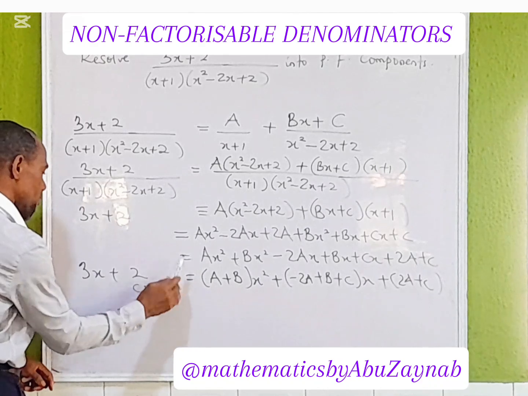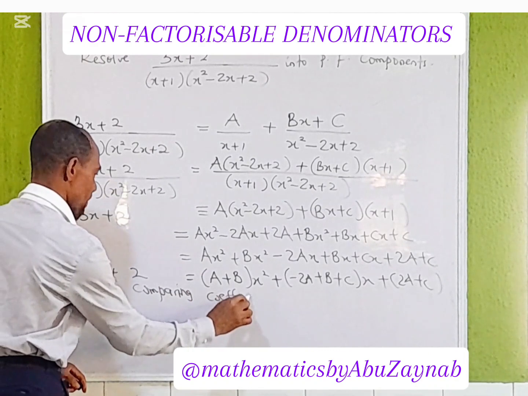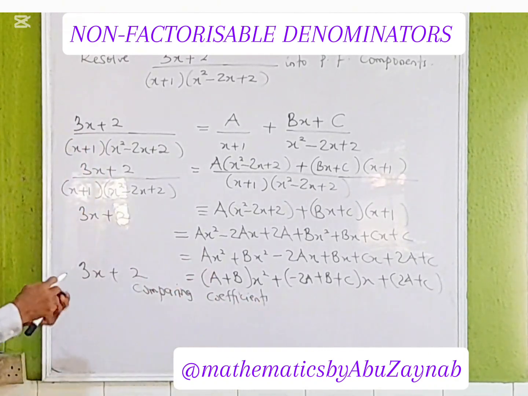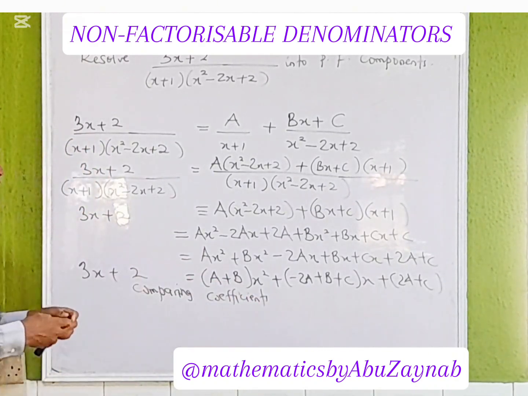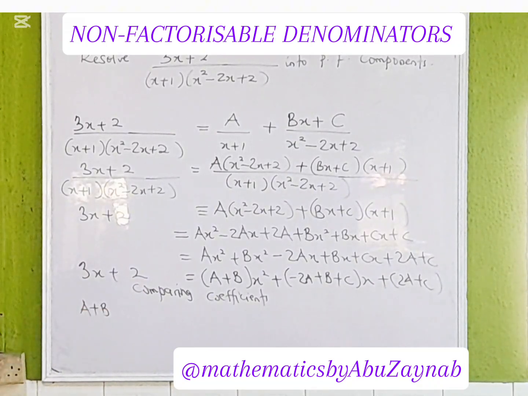So, comparing coefficients. When you pick the x squared on the right hand side, its coefficient is a plus b. So what is the corresponding coefficient on the left hand side? Nothing, 0. We call that equation 1.